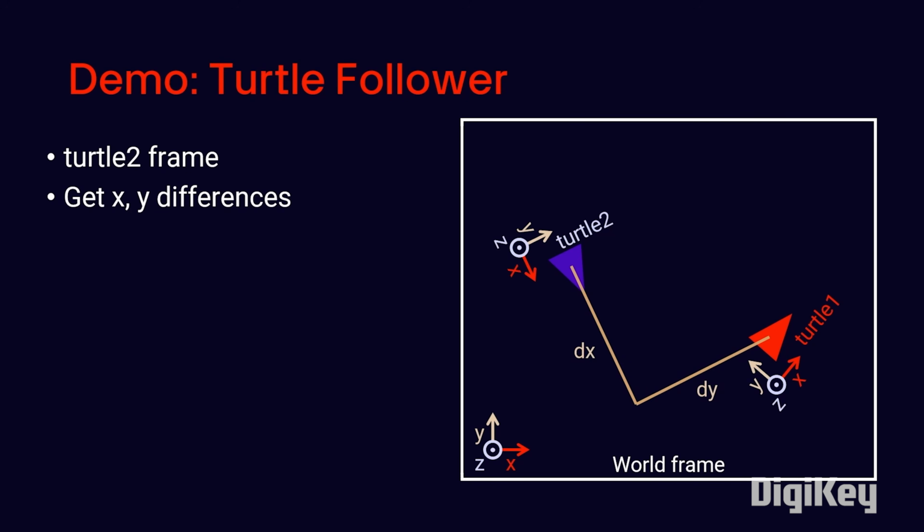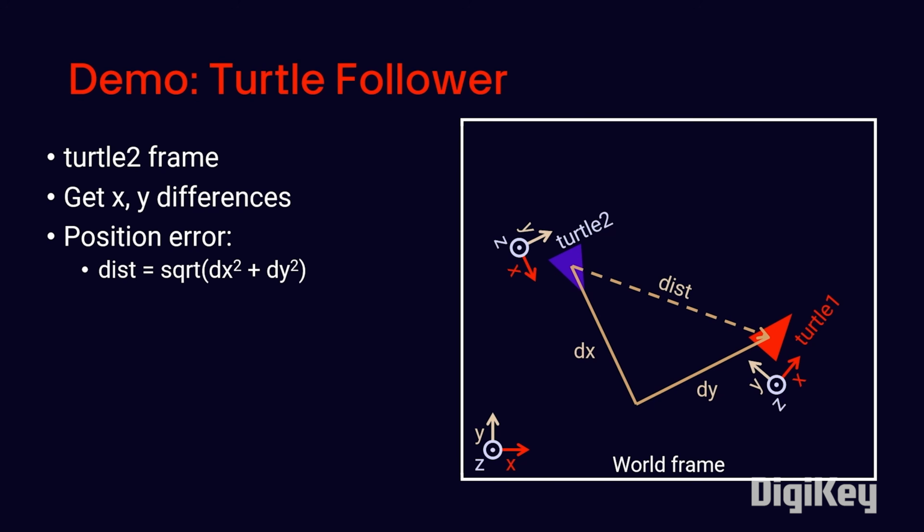Note how the x and y lines are rotated. They are now drawn from the turtle 2 frame instead of the world frame. We'll use the same proportional controller as before. The distance is again calculated using the Pythagorean theorem. This time, we don't need to subtract the vector angle from the absolute heading of turtle 2. Because turtle 2 is always facing along its own x-axis, the angle offset is just given by the arctangent of dy over dx.